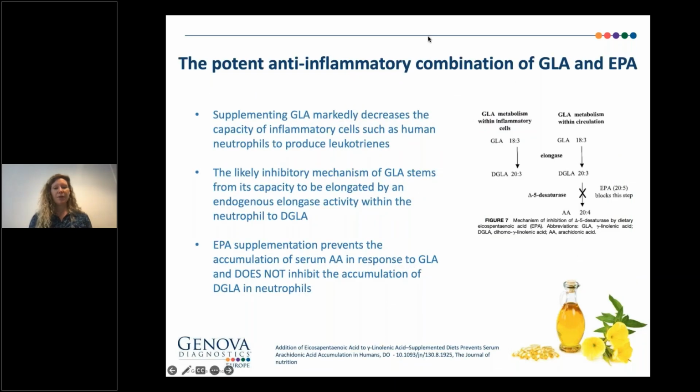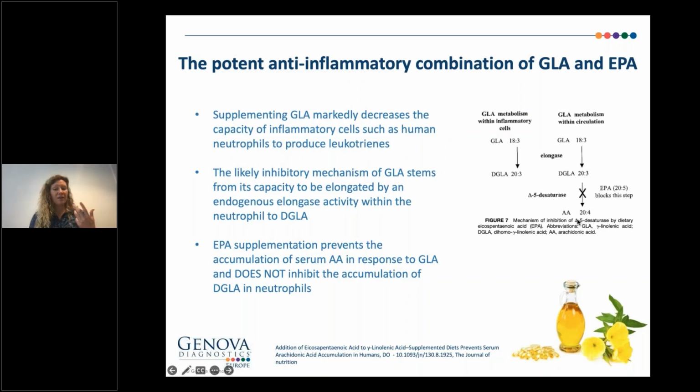So here are some of the potent anti-inflammatory impacts of combining GLA and EPA together. Supplementing GLA has been shown to markedly decrease the capacity of inflammatory cells like neutrophils to produce leukotrienes. And the likely inhibitory mechanism of GLA really stems from its capacity to be elongated by the endogenous elongase activity within the neutrophil to DGLA, which is the anti-inflammatory omega-6 analyte.